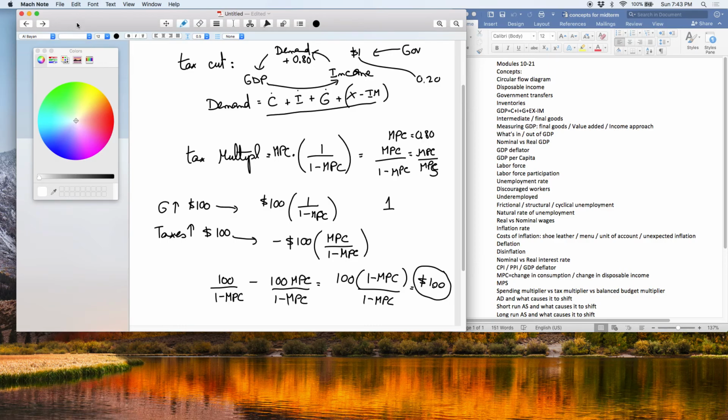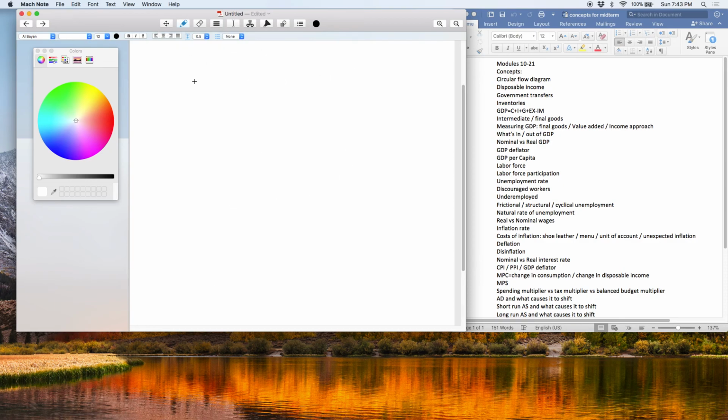Okay? All right. Let's now move on out of this multiplier discussion, and let's talk about aggregate demand. So we said that demand comes from consumers, businesses, the government, and exports minus imports, although we haven't focused on that much, okay? So any increase in consumption, investment, government spending, or net exports is going to cause an increase in demand. Any decrease will cause a decrease in demand.